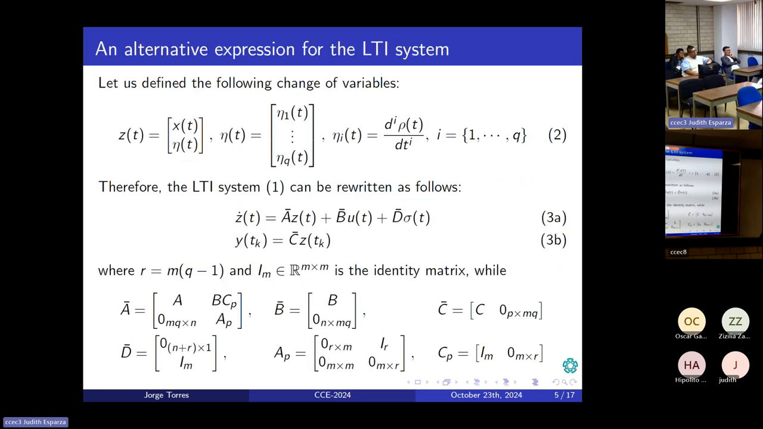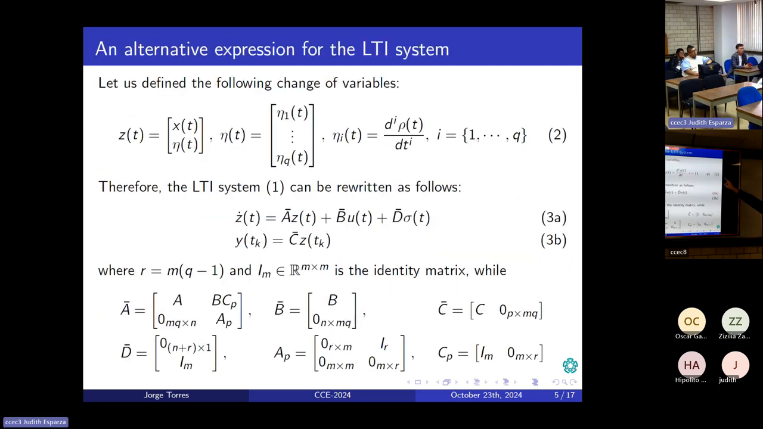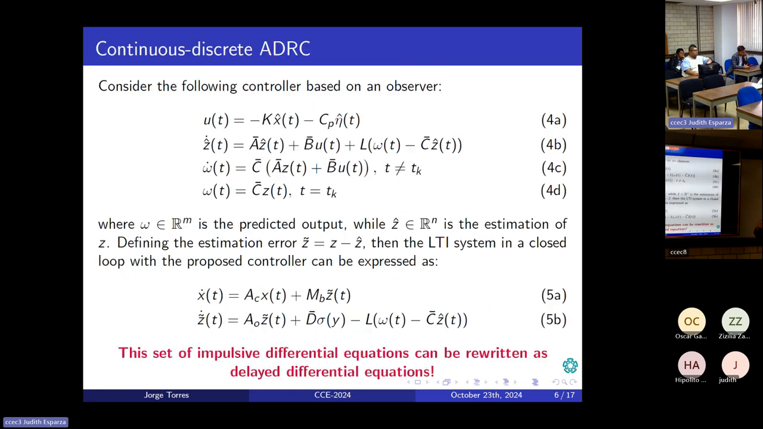So we can transform our previous linear time invariant system with this change of variables, as a consequence of assumption 2, into the following linear time invariant system. With this structure, we can propose a continuous discrete active disturbance rejection controller, which has the following structure. The first element is a feedback controller coupled with the rejection of the external disturbance. And the estimation of all the state and the total disturbance is done by a Luenberger observer. Notice that the Luenberger observer is related with the variable omega, which is the output predictor.